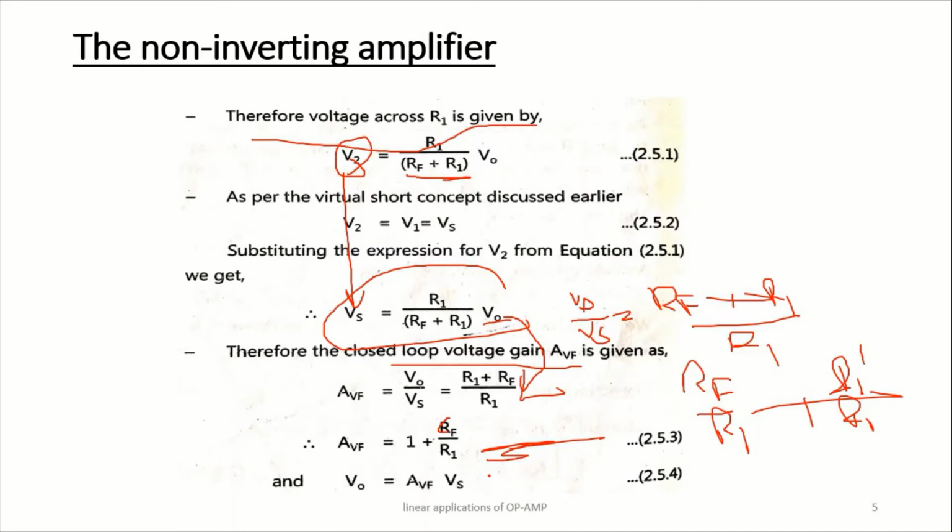The AVF is independent of the open loop gain of the op-amp. It depends only on the value of RF and R1. It does not depend on the open loop gain.